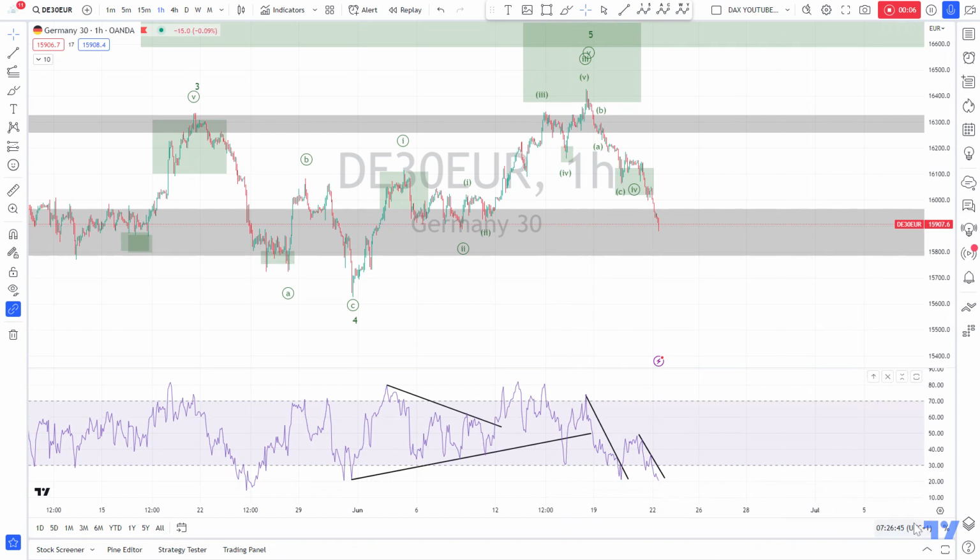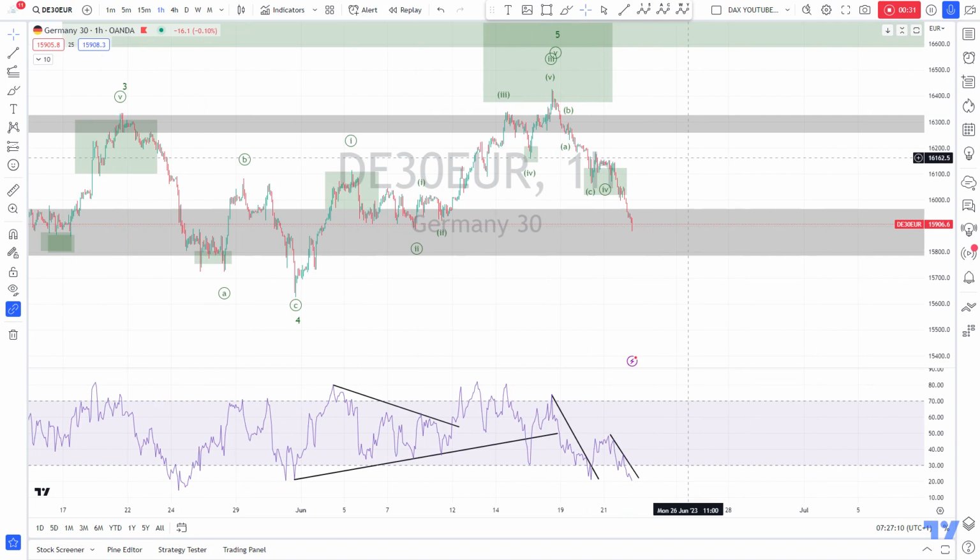Time is around 7:30 GMT, and we will have a look at the DAX futures at the Oanda platform. So we had quite some price action, price action that made my current count invalid. So we have to look how to label this again. Also, this area didn't hold.